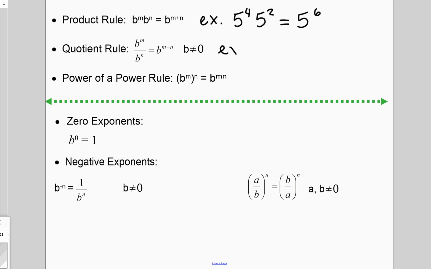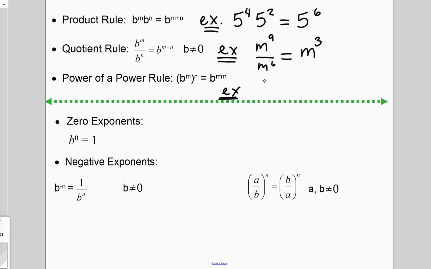An example for the quotient rule, it says that when we divide powers that have the same base, we can subtract the exponents. So for example, if we have m to the power of 9 divided by m to the power of 6, I can write a simplified answer as m to the power of 9 minus 6, which is m to the power of 3.